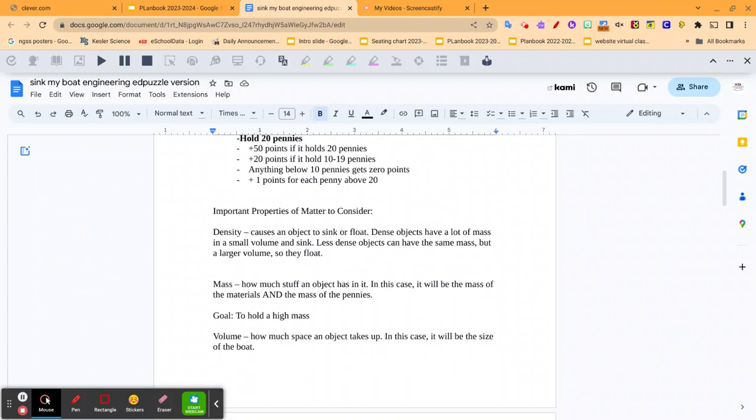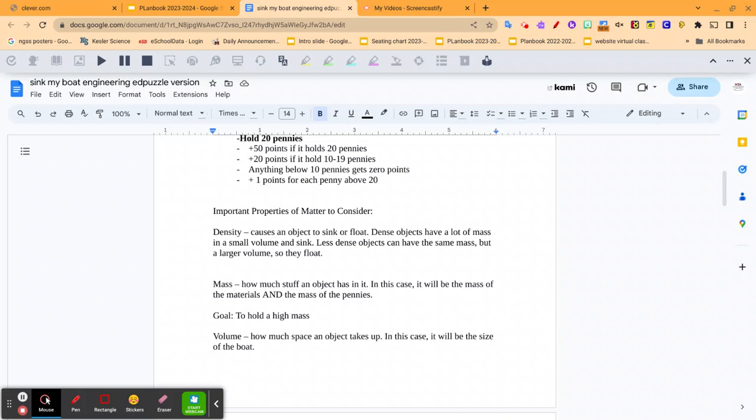Important properties of matter to consider. Density is what causes an object to sink or float. Dense objects have a lot of mass and a small volume and sink. They're tightly packed. Less dense objects can hold the same mass, but because they're larger in volume, they will float. In other words, the mass can be spread out into more space.